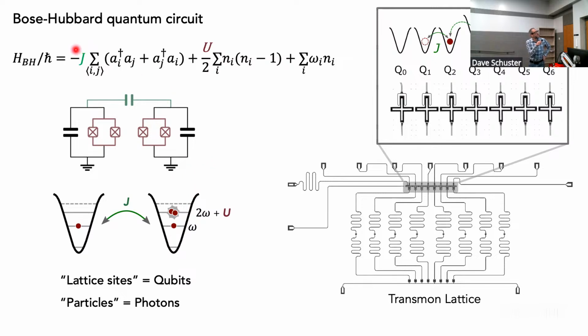So this is the traditional Bose-Hubbard Hamiltonian. You start out with some number of particles, which is often called your chemical potential. And then you have hopping, right? And again, our J has a minus sign, which doesn't really matter much.